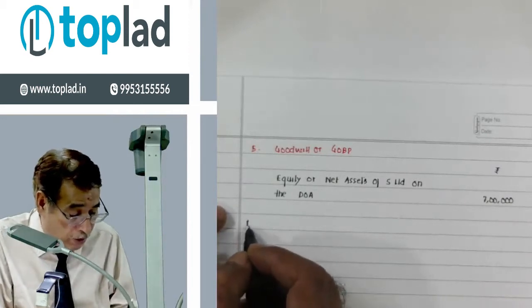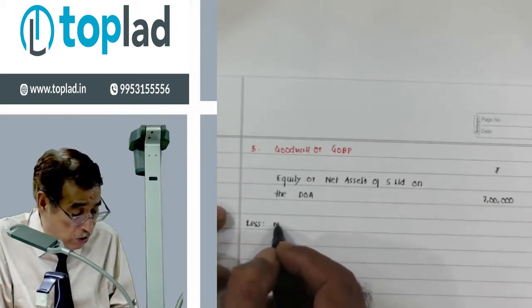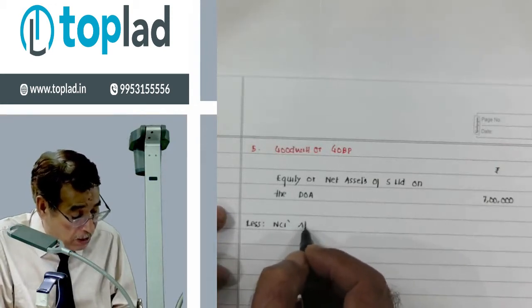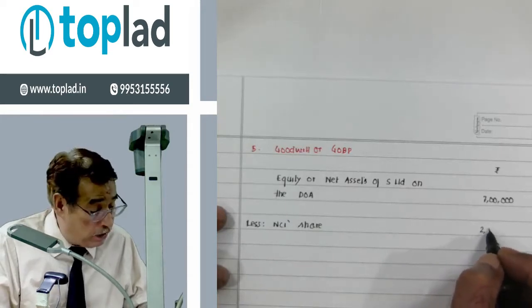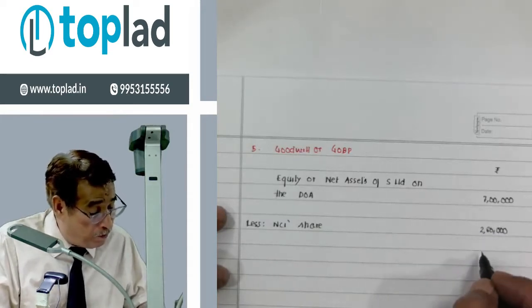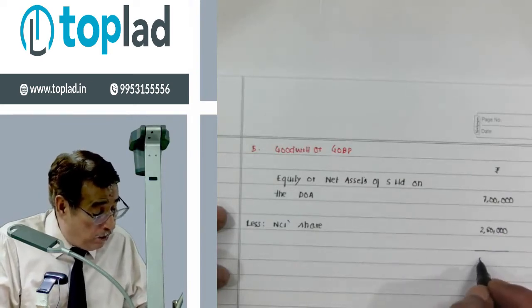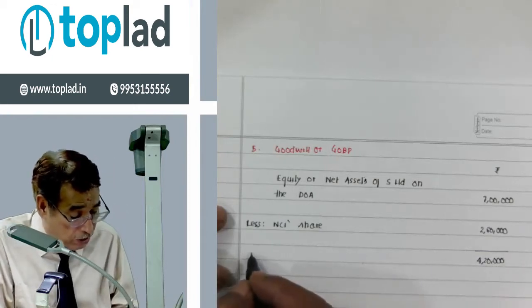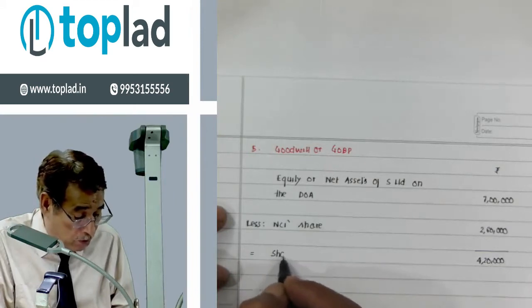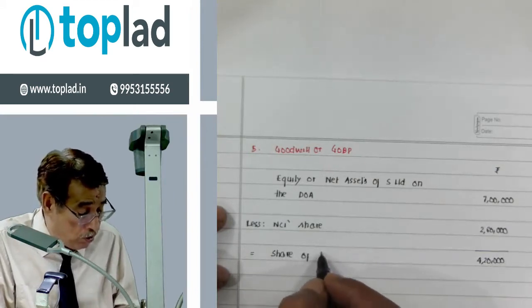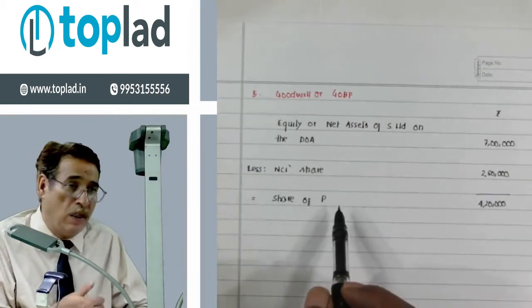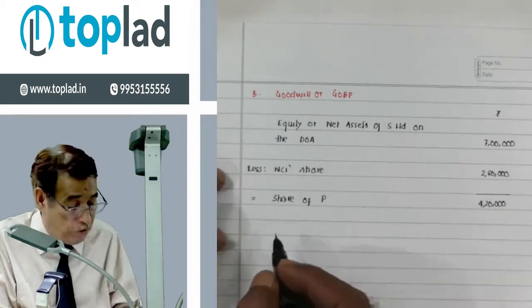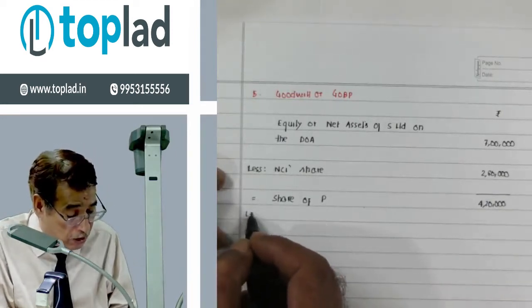Out of that, we are going to subtract NCI share. Out of this, the NCI share we have computed is equal to 2,80,000. So whatever remaining is there will be equal to 4,20,000. This 4,20,000 signifies the share of P in the net assets, correct? Share of P in the net assets or in the equity of the subsidiary company on the date of acquisition. Now we are going to compare it with the consideration.